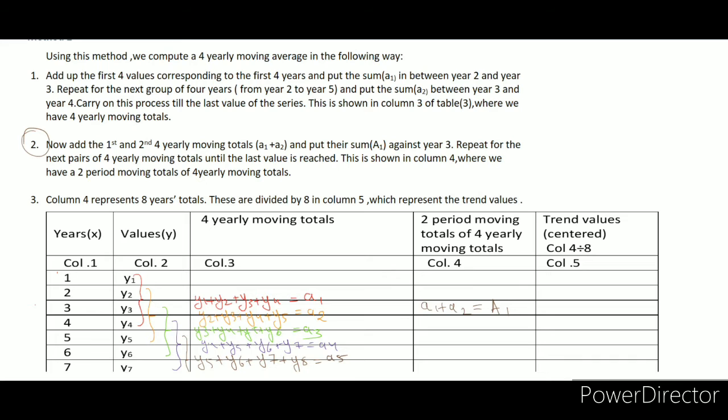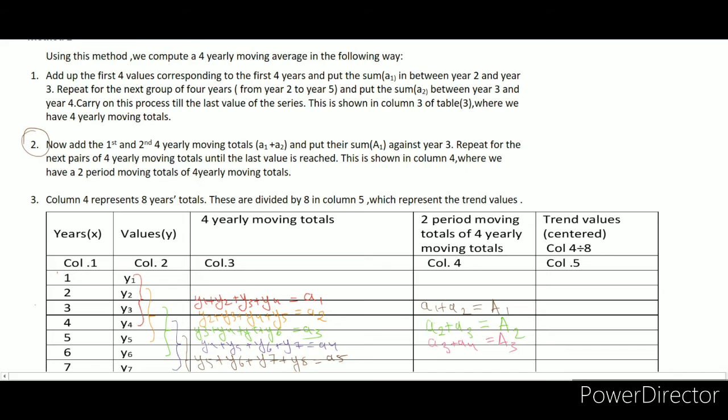Let's say A2 and A3. Now it will be placed against year 4. So A2 plus A3, call this capital A2, the sum. Then we move to the next pair of 4 yearly moving totals, your A3 and A4. Add them up, call the sum capital A3.